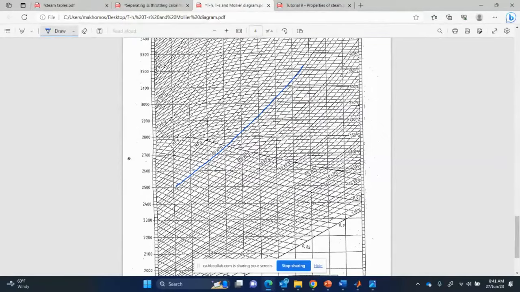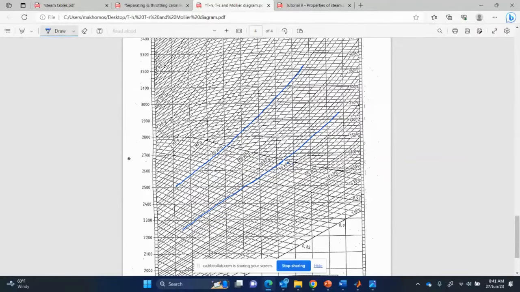Now it expands to 70 kPa. Locate your 70 kPa line. This is 50 kPa. This is 60 kPa. This is 70 kPa. So draw a line on the 70 kPa line, maybe up to there. So now we have two pressures. Now we need to determine the first point. The first point is point number 1, the steam at 500 kPa and 250 degrees Celsius.